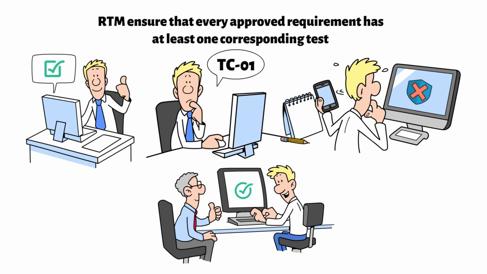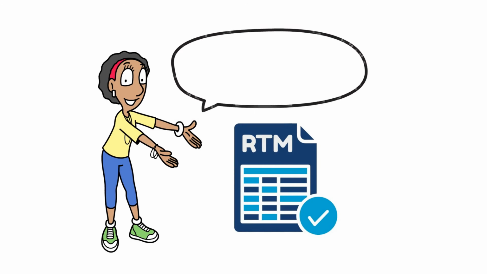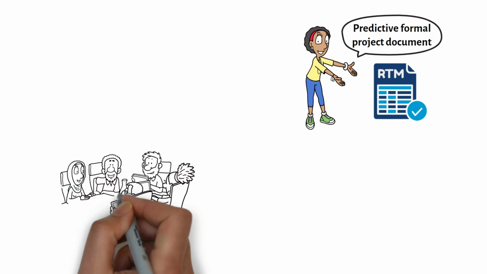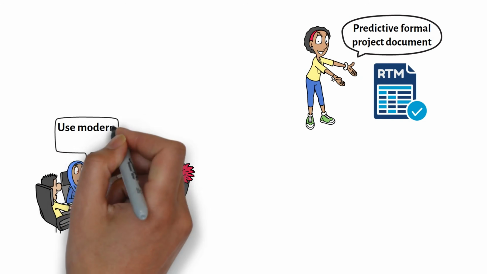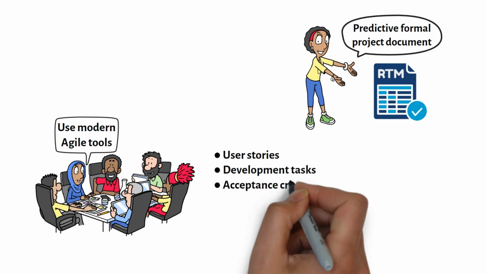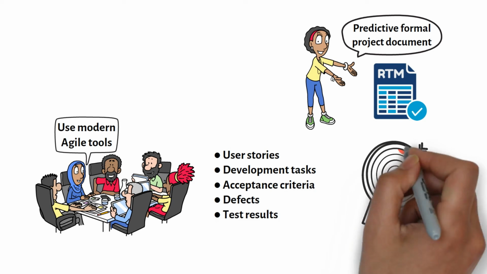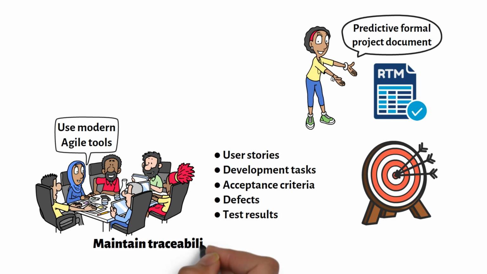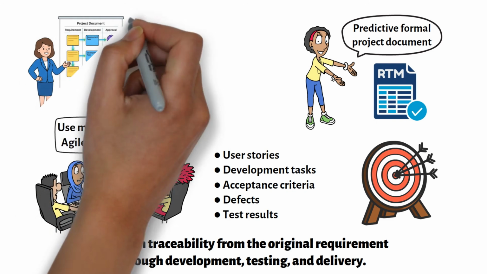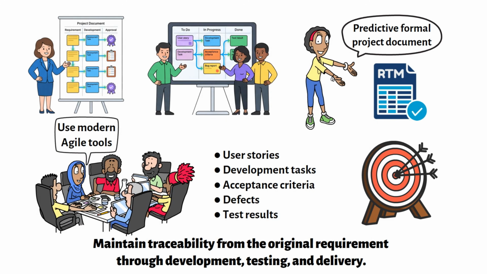before final acceptance. The Requirements Traceability Matrix is often associated with predictive projects, where it is maintained as a formal project document. In Agile, teams often achieve the same traceability using modern Agile tools that connect user stories, development tasks, acceptance criteria, defects, and test results. While the format may be different, the goal is exactly the same. Maintain traceability from the original requirement through development, testing, and delivery. Whether you're working in a predictive or agile environment, the principle of traceability remains just as important.